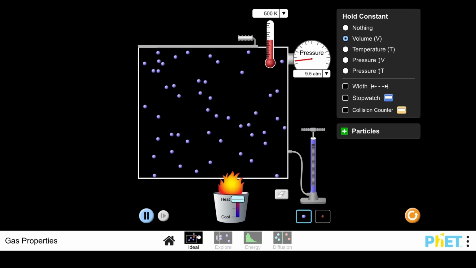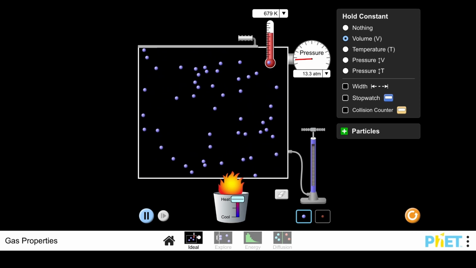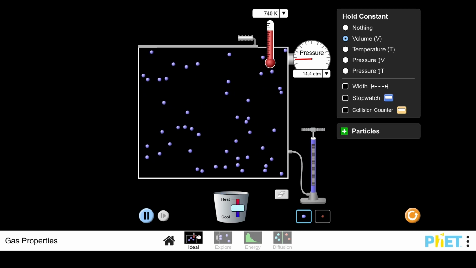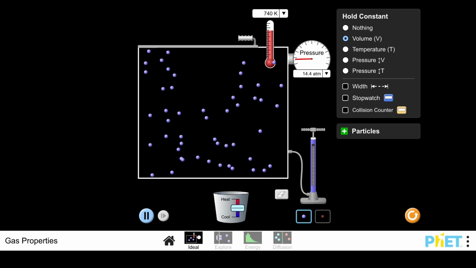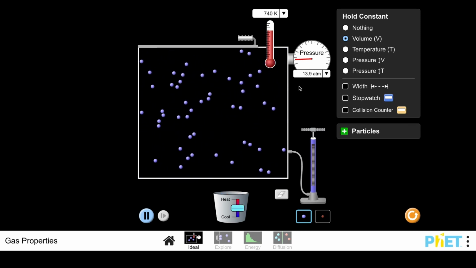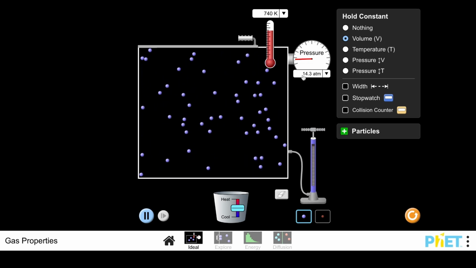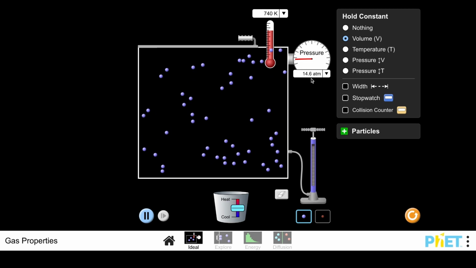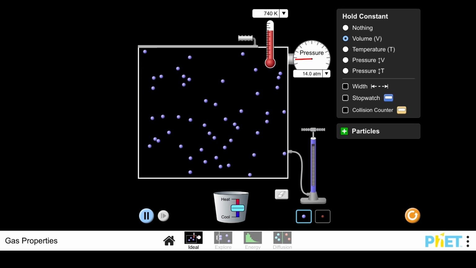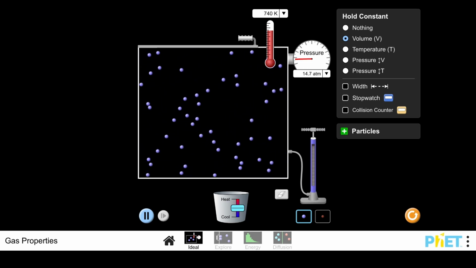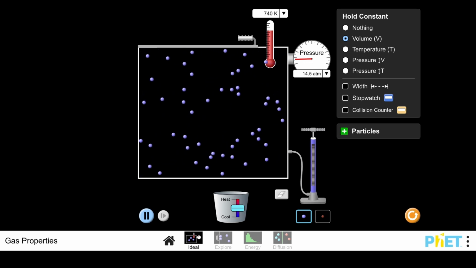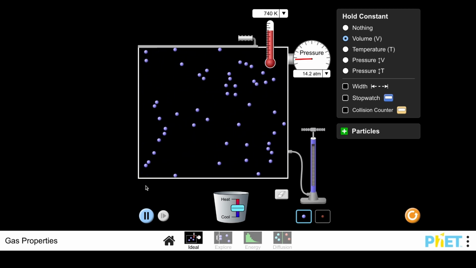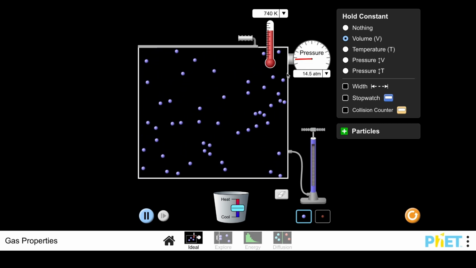Heating up. I'm going to heat to 700. Alright, just a little higher, but okay. 740. Look at the pressure now. Whoa, the pressure is much higher than before. But why? Why would the pressure be so much higher than before? The amount of gas particles stayed the same.